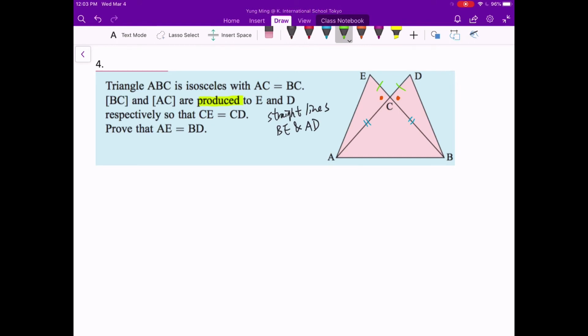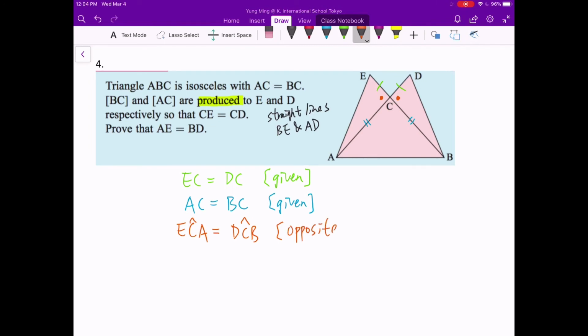First of all, we have EC equals DC. This is given. Second, we have AC equals BC. This is also given. Lastly, we have angle ECA equals angle DCB, but this is vertically opposite. Now finally, with all three pieces of information, we can claim that triangle ECA equals triangle DCB. And the reason behind that is SAS.